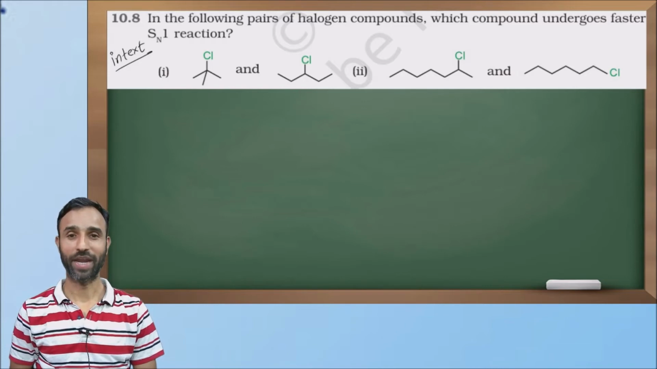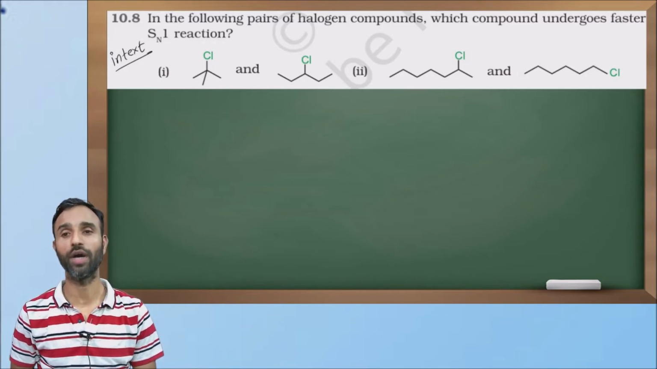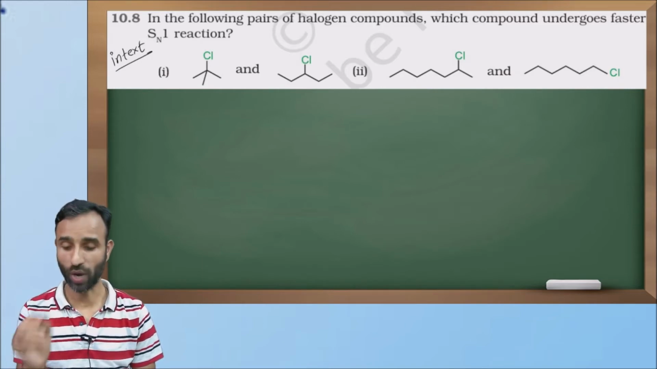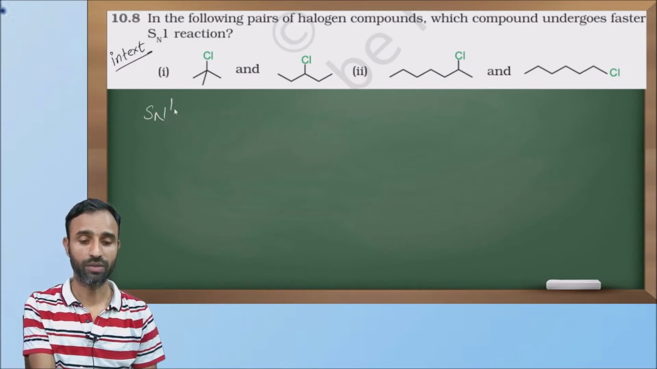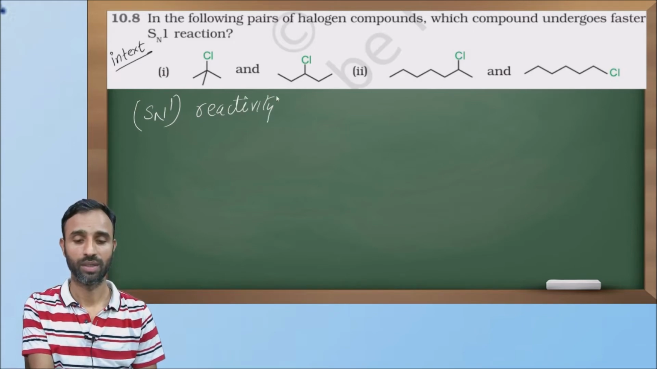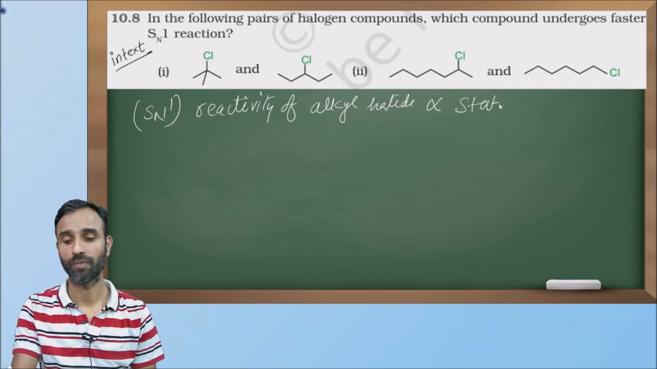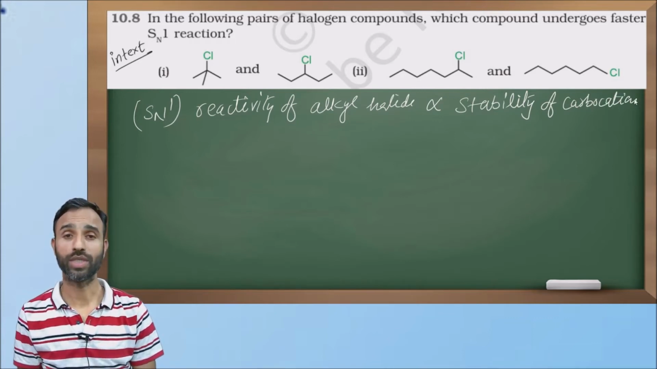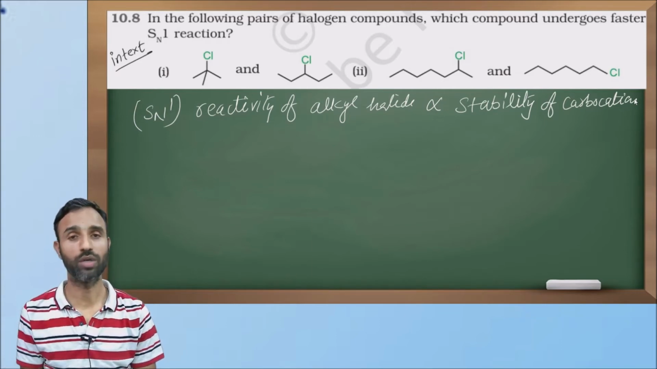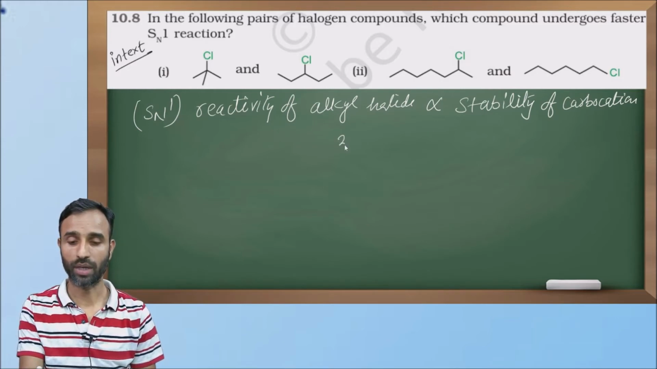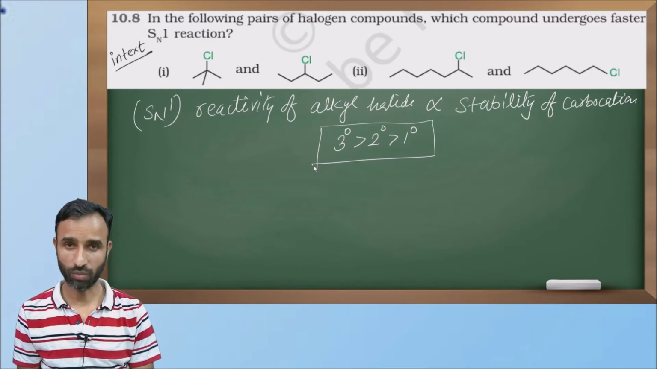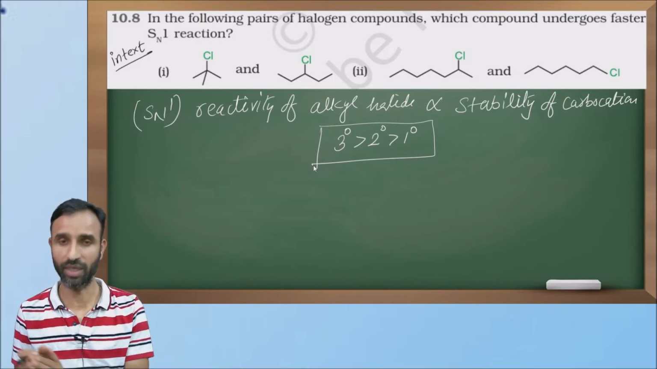In text 10.8, in the following pair of halogen compounds, which compound undergoes faster SN1 reaction? For SN1 reaction, reactivity of alkyl halide is proportional to stability of carbocation, because in SN1 the slow step is the formation of carbocation. And you know carbocation tertiary is more stable than secondary than primary, and so is the reactivity of alkyl halide. Tertiary alkyl halide is more reactive than secondary and then primary. This is for SN1, and for SN2 just reverse. Primary is greater than secondary, greater than tertiary.